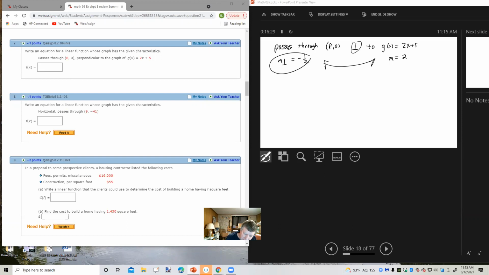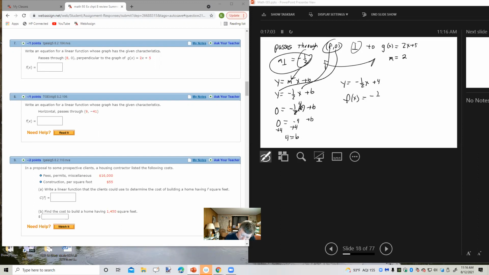So now I've got a slope and a point. Y equals mx plus b. -1/2 goes in for m. Y equals -1/2 x plus b. 8 goes in for x. 0 goes in for y. 0 equals -1/2 times 8, excuse me, plus b. 0 equals -4 plus b. Add 4 to both sides. B equals 4. Y equals -1/2 x plus 4. F of x equals -1/2 x plus 4.